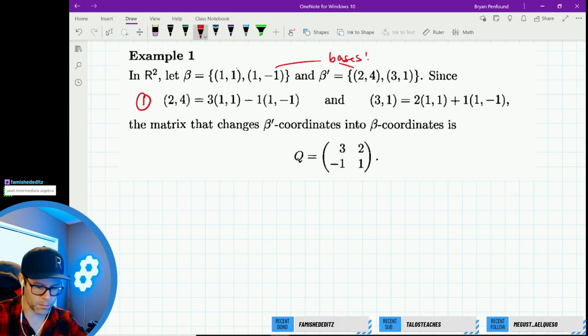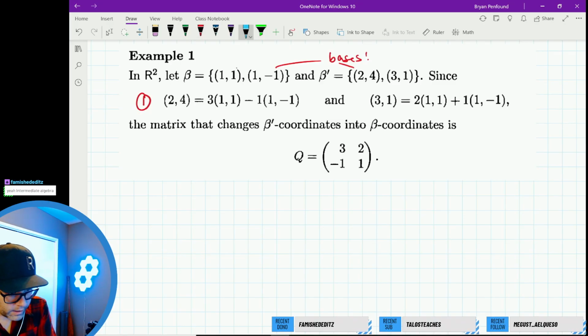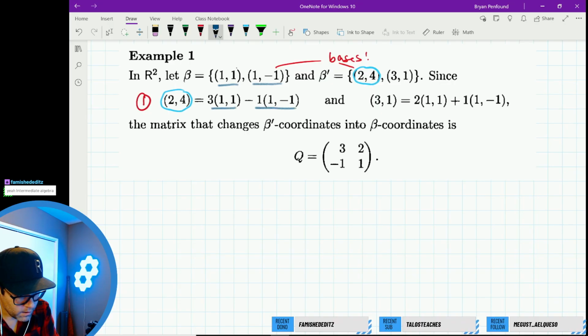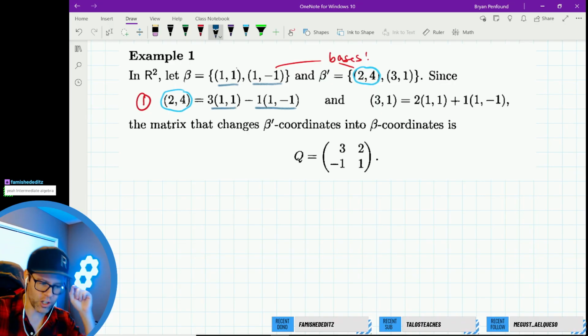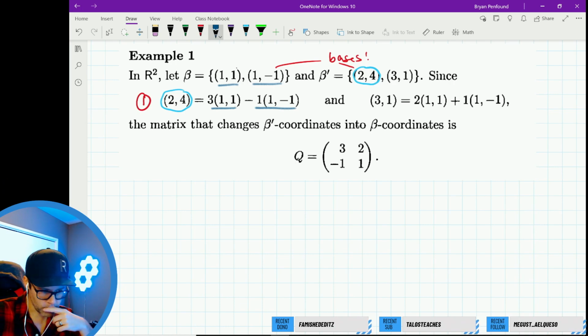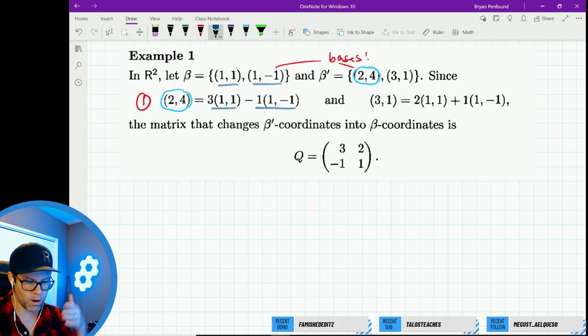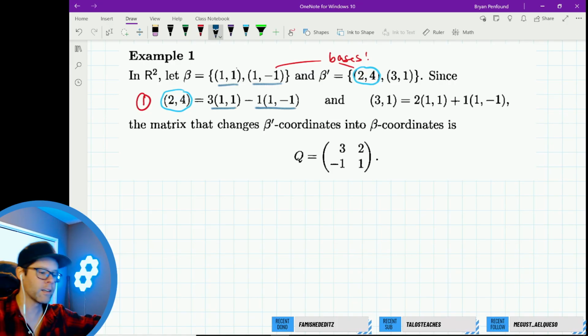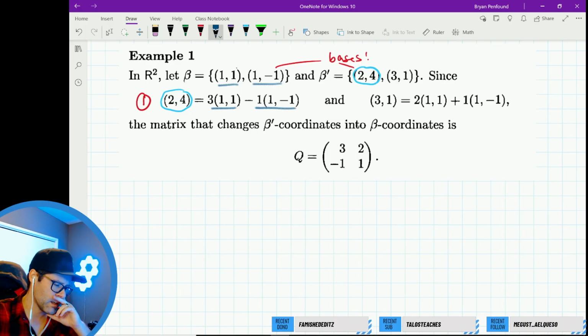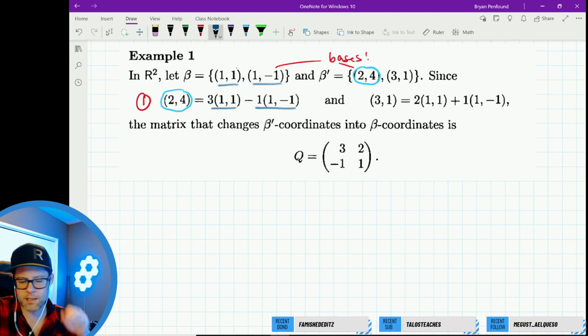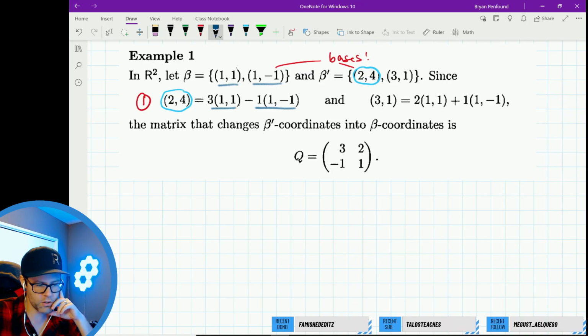Okay, back to our example number 1. Notice here that they're taking (2, 4) and expressing (2, 4) as a linear combination of the vectors in basis beta. They're saying that (2, 4) is 3 times (1, 1) minus 1 times (1, -1). That feels like it checks out. That makes sense, I can see that. If we expand that out, we do indeed get (2, 4).